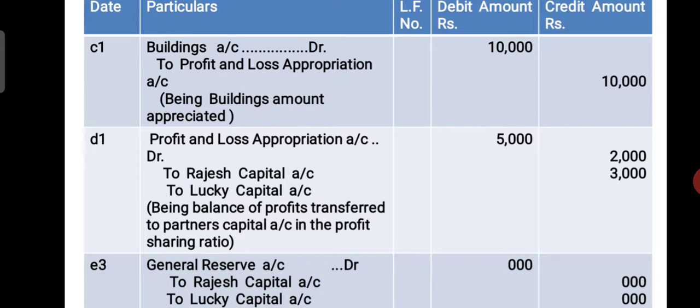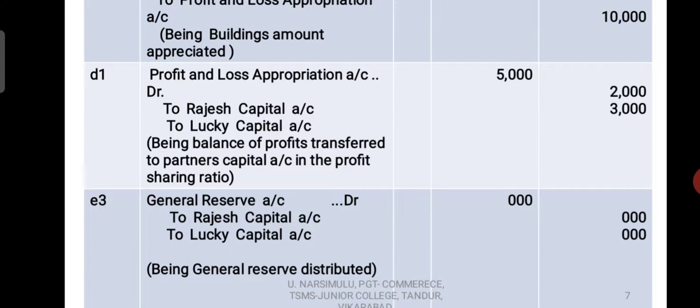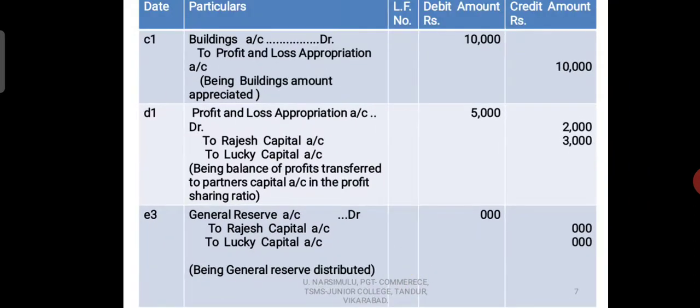The 5,000 should be distributed between two partners according to their old profit sharing ratio, 2,000, 3,000. Next, general reserve. There is no general reserve. If there is a general reserve in the old balance sheet, means old partners' balance sheet, then we can write the entry like this: general reserve account debit to Rajesh capital account, to Lucky capital account. So 0, and here instead of that is wrongly printed.